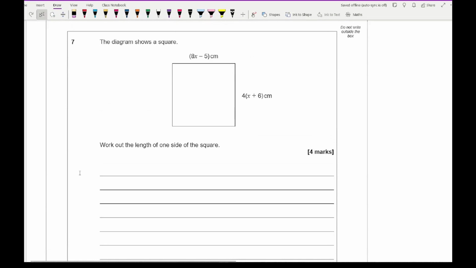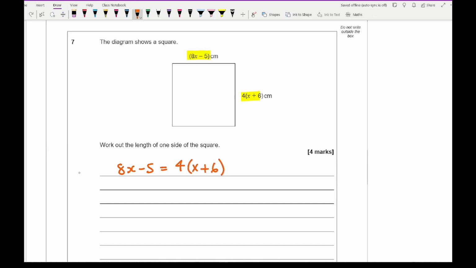Then moving on to question 7, it says the diagram shows a square. Work out the length of one side of the square. Now in a square the sides are all equal, so that means that these two expressions here must be equal to each other. So I've got 8x minus 5 equals 4x plus 6.